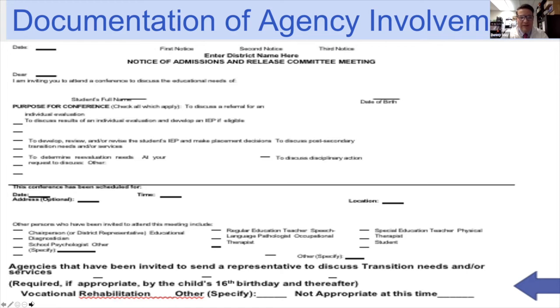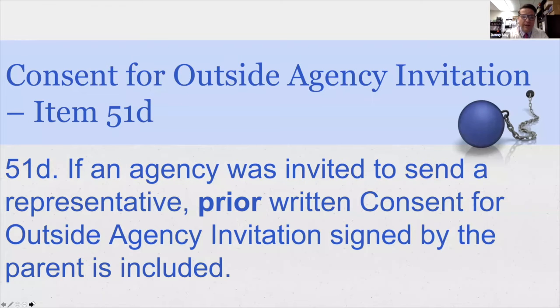Anytime you invite these agencies, you would have to have an associated consent form, and we're going to talk about that in a little bit. But if you mark not appropriate at this time, you need to have some blurb in your conference summary that explains why you're not inviting that outside agency. It is the district's responsibility to have that conversation and decide whether or not it's appropriate to have these outside agencies come to these meetings.